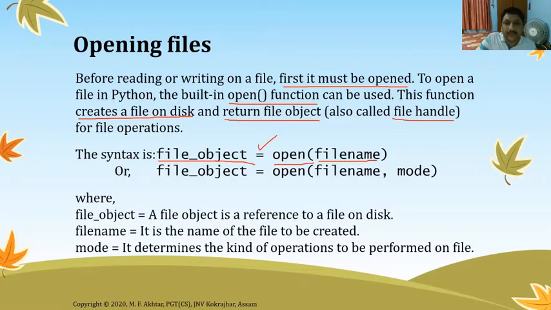See, then there is another method also. The same syntax is there, only the mode we have added here in the second method. In the first syntax we skipped the mode; we have not given the mode. By default, Python will open that file in read mode, that is, we are going to read the file. In that mode the file will be opened if we are not giving any mode.